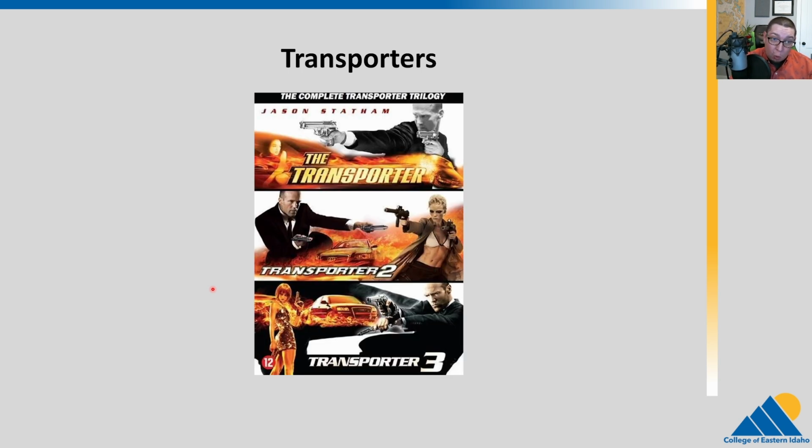Okay, The Transporter is a series of movies starring Jason Statham. He drives a BMW in the first one, but then Audi paid him a lot of money to have Audis in the second and the third. Okay, not these transporters, right? Although classic films, not these transporters, unfortunately.